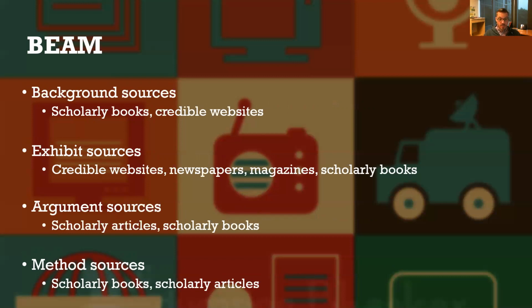When it comes to exhibit sources, your examples, your exemplars, these come from credible websites, newspapers, magazines, books, a lot of different places. Your argument sources, this is where we're really going to be delving into the scholarly articles and the scholarly books. And for your method sources, again, scholarly books, scholarly articles, depending on how broad or how narrow you want to take your research. So there are different use cases. This is not 100%. You can use scholarly articles for everything, scholarly books for everything, but more often than not, when we look at bibliographies of successful research papers, we see a breakdown like this.